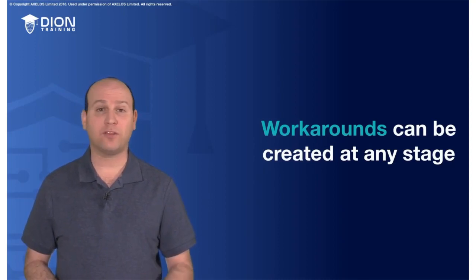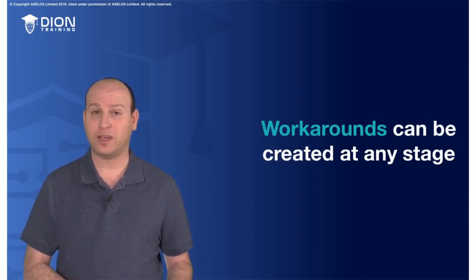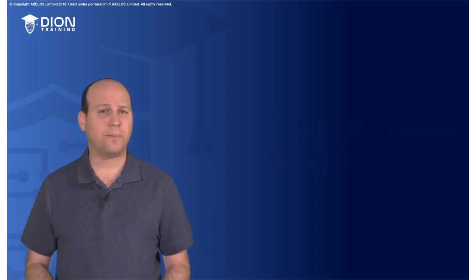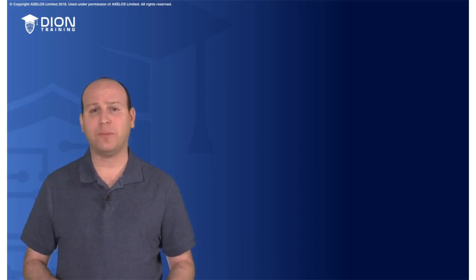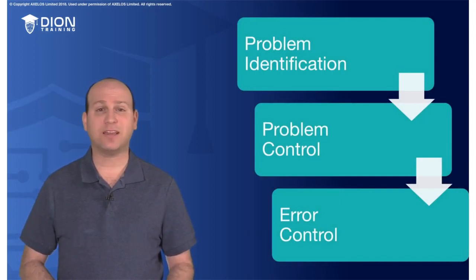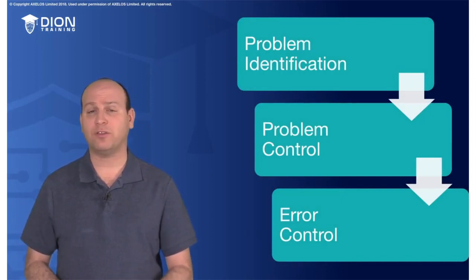Instead, if you have a workaround that's been documented early in the problem control stage, then this can be reviewed and improved after the problem analysis is fully completed. So when we talk about problem management, at its core, we have three major steps inside of it. The first is problem identification, the second is problem control, and the third is error control.